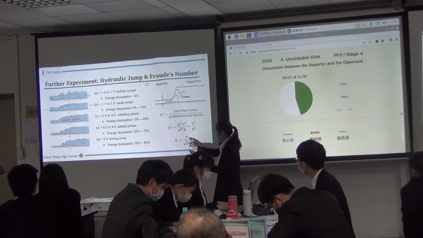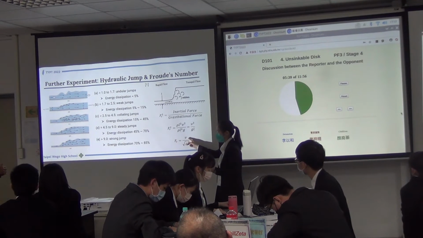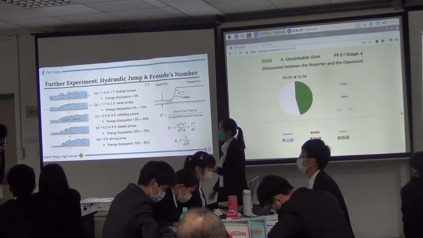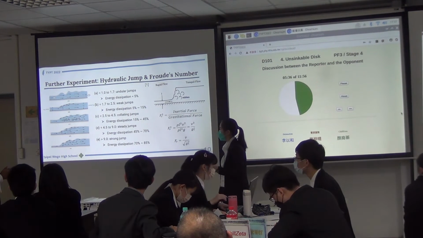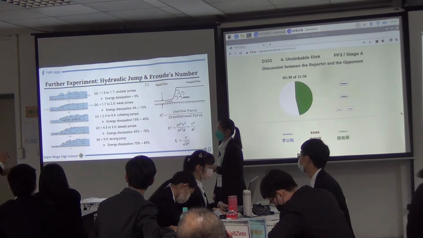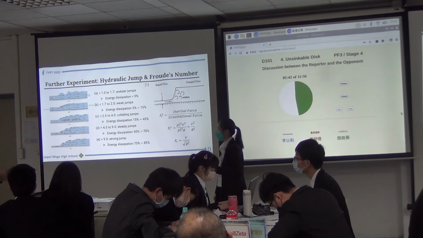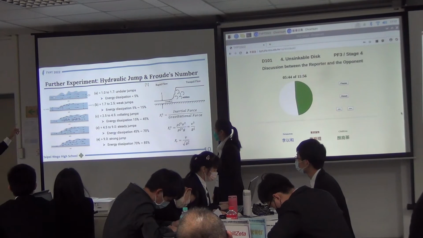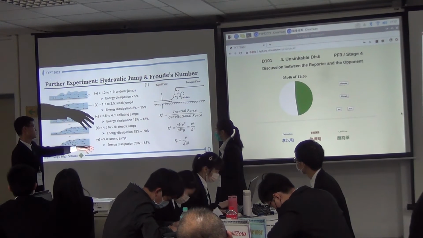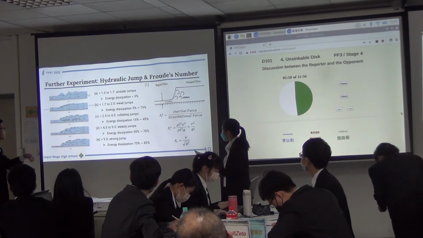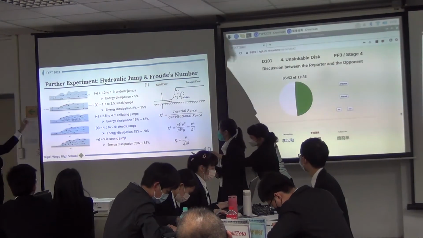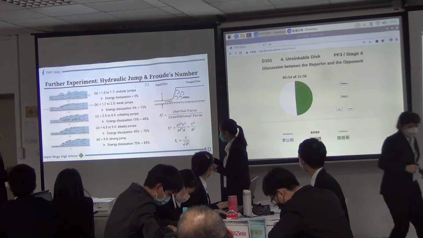Because you said you didn't change the velocity. No, it's not the same. I'm sorry, maybe I misunderstood the question. We can't actually calculate the height of the hydraulic jump. We can only see whether it has one. You can only see from the Froude number whether it has the hydraulic jump or not. And we consider that when it's under 1.7, then we don't consider that as a hydraulic jump.